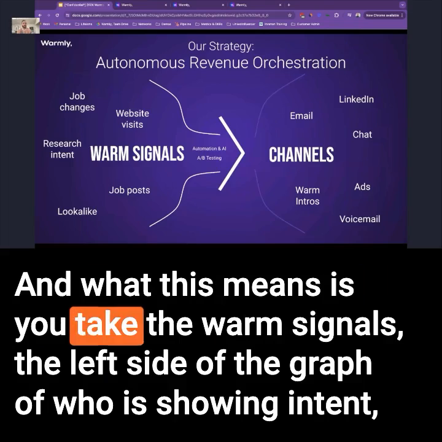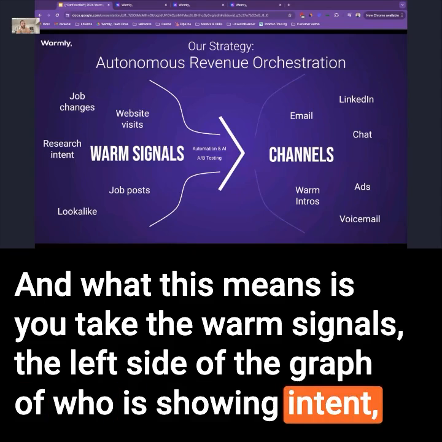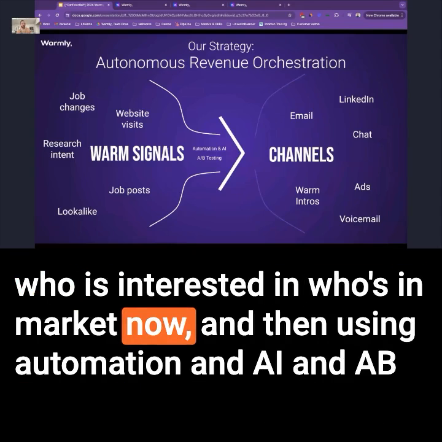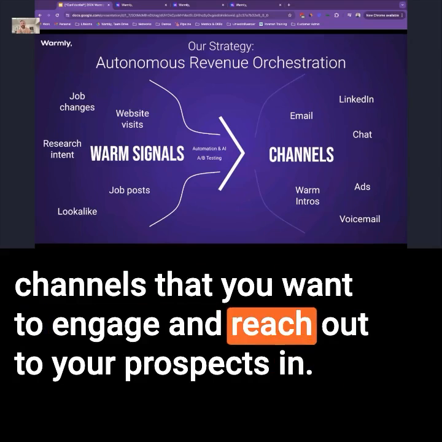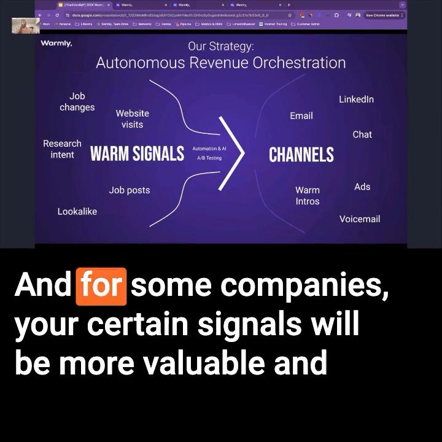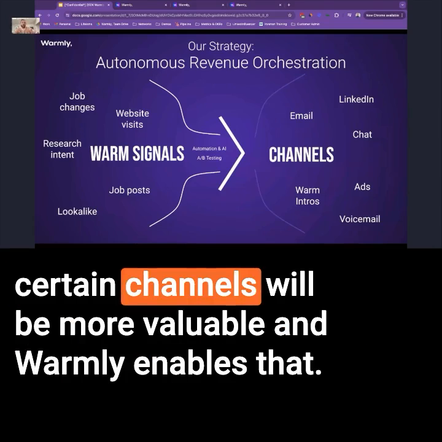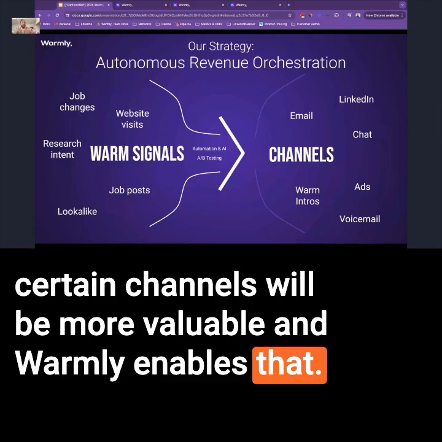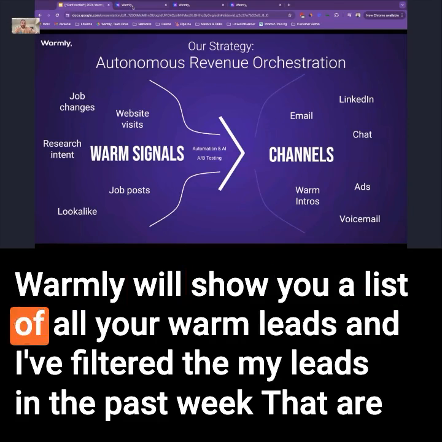And what this means is you take the warm signals, the left side of the graph, of who is showing intent, who is interested and who's in market now, and then using automation and AI and A/B testing, you push those warm signals immediately, 24/7, using code to the channels that you want to engage and reach out to prospects in. For some companies, certain signals will be more valuable and certain channels will be more valuable, and Warmly enables that.